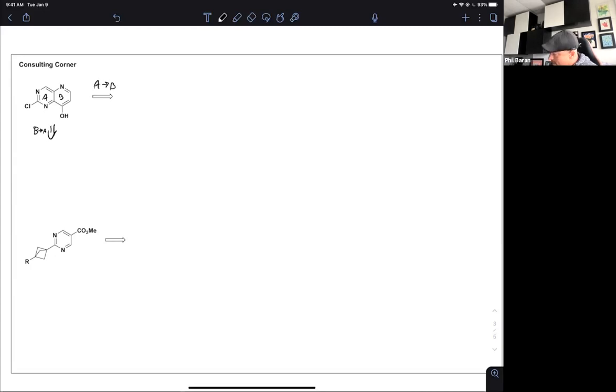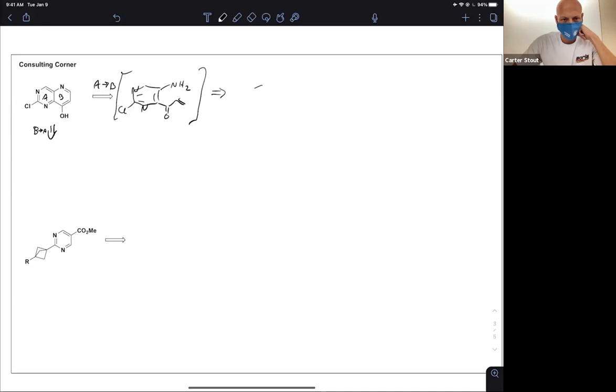Which one do you prefer instinctually? No wrong answer. Instinctively, I was thinking A to B. Okay, so A to B would mean that we are going to start from an intermediate that looks like this. That would probably instantaneously cyclize to give you a product. Would you agree? Mm-hmm. Okay, and now I need a way of making that.